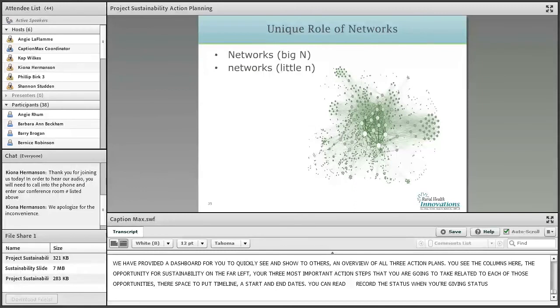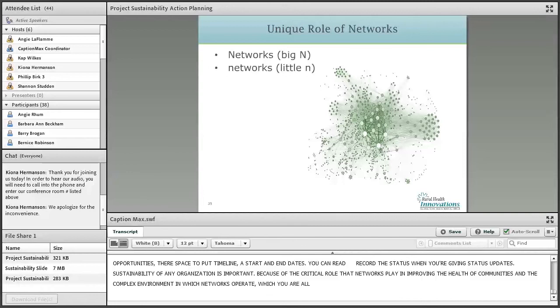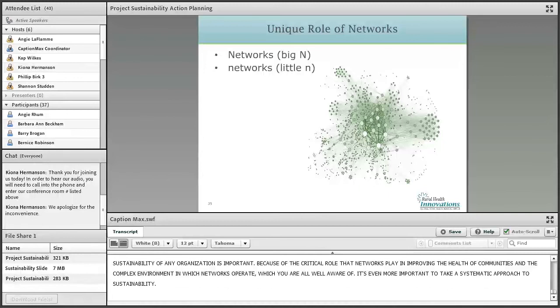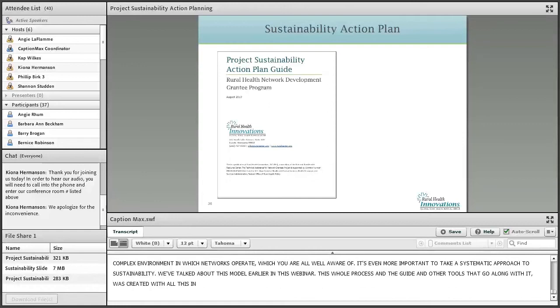Sustainability of any organization is important, and because of the critical role that networks play in improving the health of rural communities and the complex environment in which networks operate, which you're all well aware of, it's even more important to take a systematic approach to sustainability, one that's built from a proven model, the Baldrige model, which we've talked about earlier in this webinar, and from data gathered from rural health networks themselves, as Kat mentioned. This whole process and the guide and other tools that go along with it was created with all of this in mind.